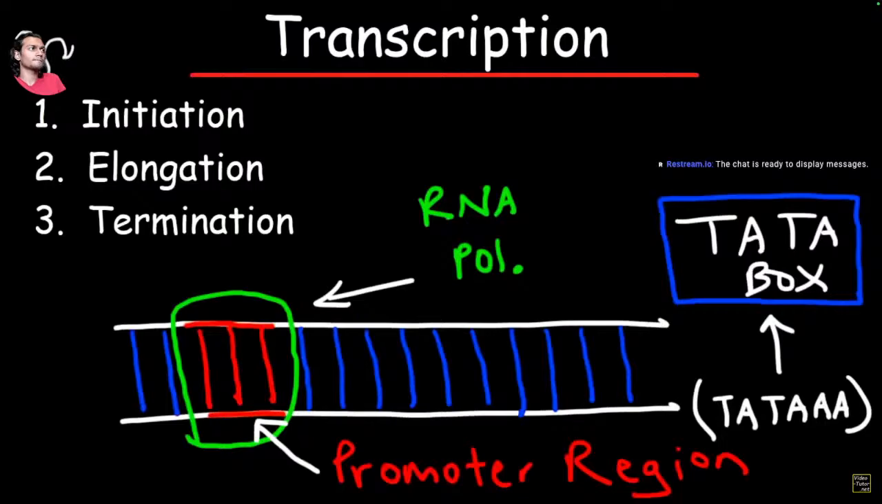Transcription occurs in 3 steps: initiation, elongation, and termination. During initiation, RNA polymerase binds to the promoter region of DNA. Now, what is the promoter region? The promoter region is basically a short sequence of DNA. In eukaryotic DNA, it's TATA, also known as the TATA box. Now, this sequence is located 25 nucleotides upstream of the site where transcription begins.